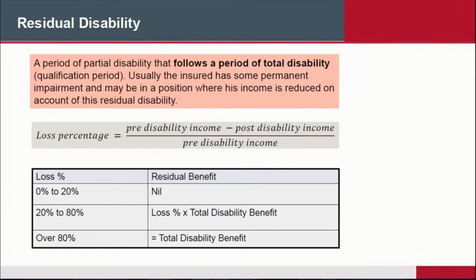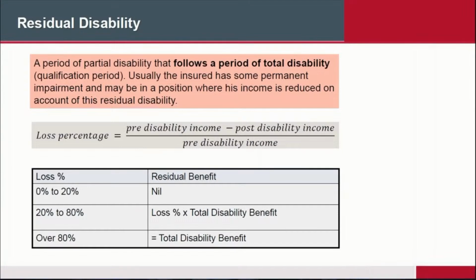Okay. A more common way of doing it is the formula that's sitting in front of you right there, the loss percentage. What was the earnings pre-disability income, and what was your earnings post-disability income divided by your pre-disability income? So, for example, if your pre-disability income was $10,000 a month, and now you went back to work and you're only earning $5,000 a month, so post-disability income is only $5,000, divided by the $10,000 is 50%. So you're going to get 50% of the $5,000. Okay, that's $2,500 in our example.